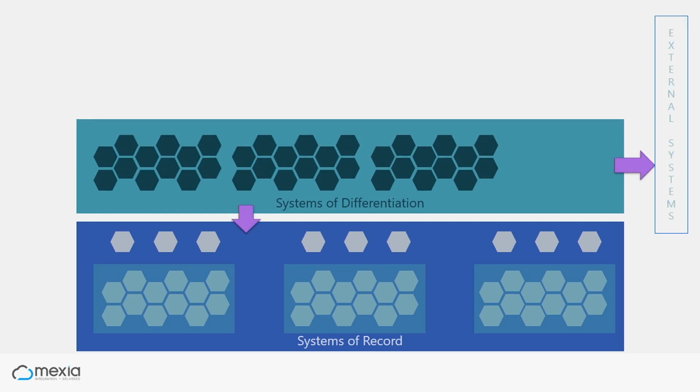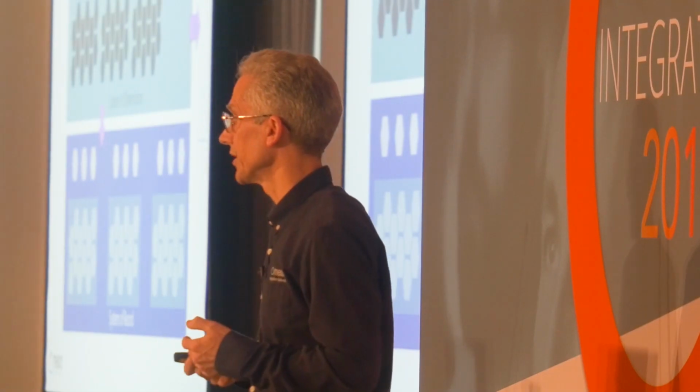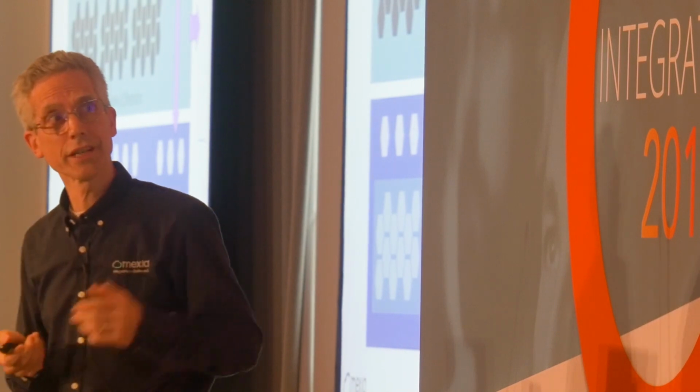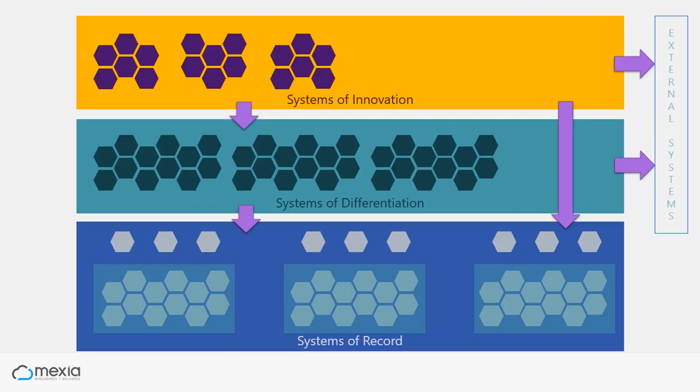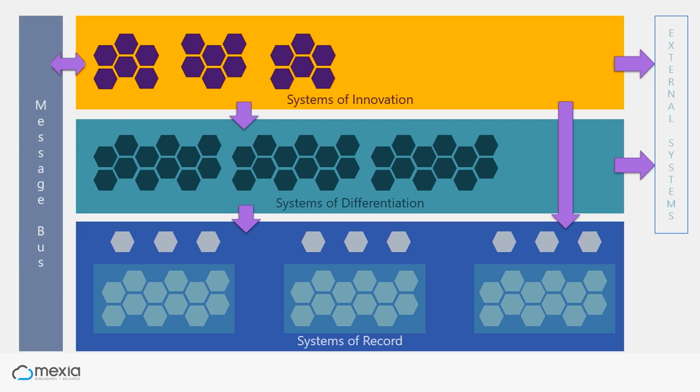So, for example, the systems of differentiation will typically compose their services from those APIs below. And it will consume those APIs and also APIs maybe from external systems as well. And when you get up to the top layer, the system of innovation, that's going to consume APIs from both levels as well as external. Now the glue, the connective tissue that makes all of this happen, of course, is a message bus, because that provides you the ability to have that asynchronous and decoupled communication, not only between the layers, but between the services themselves in the layers.